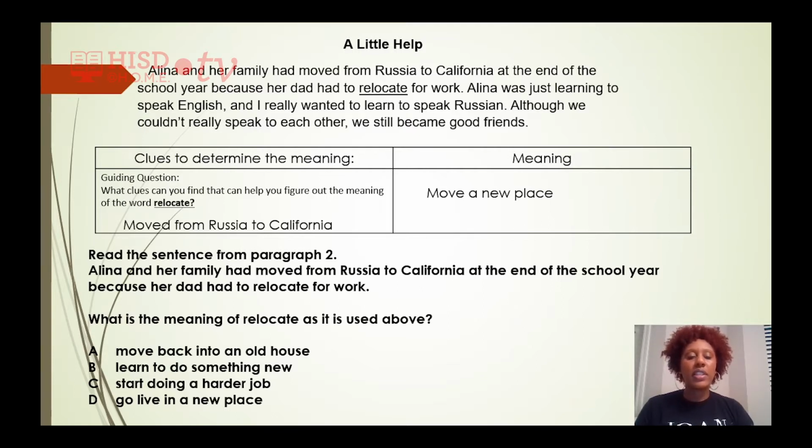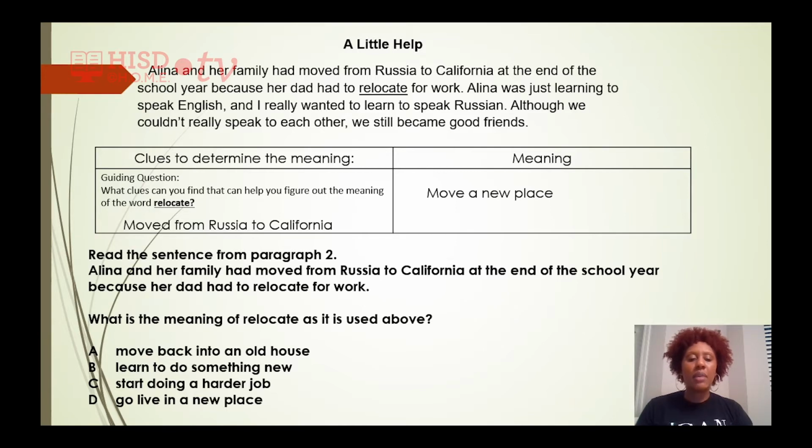So read the sentence from paragraph 2. Alina and her father had moved from Russia to California at the end of the school year because her dad had to relocate for work. What is the meaning of relocate as it is used above? A, move back to an old house. B, learn to do something new. C, start doing a harder job. Or D, go live in a new place.